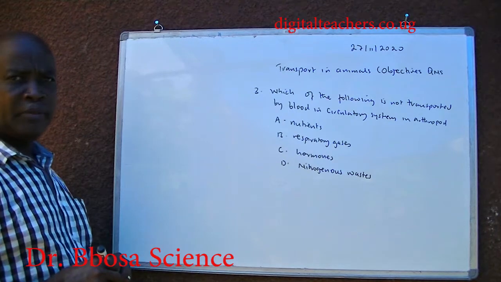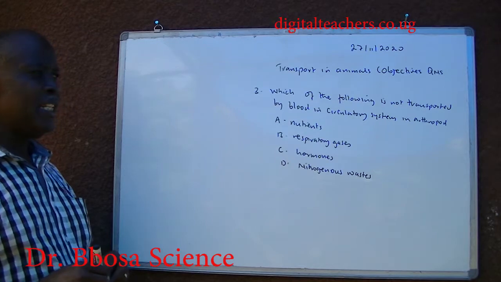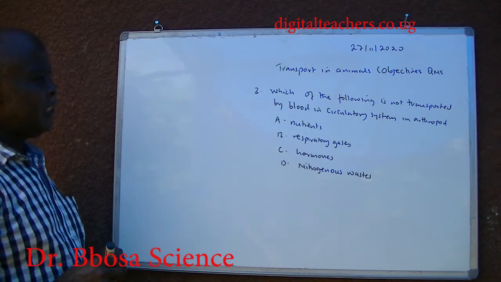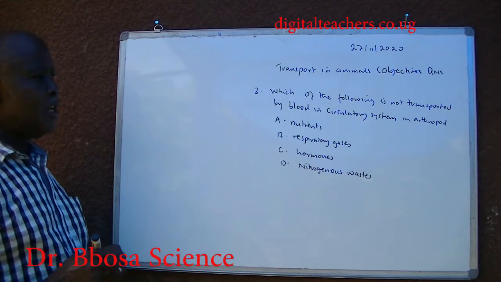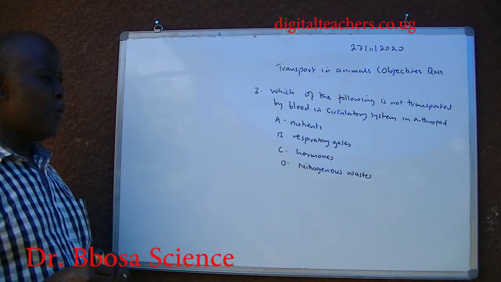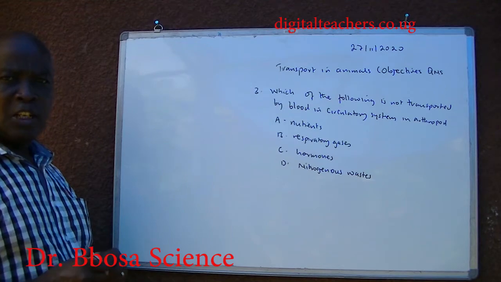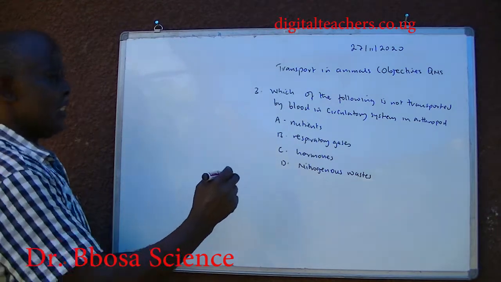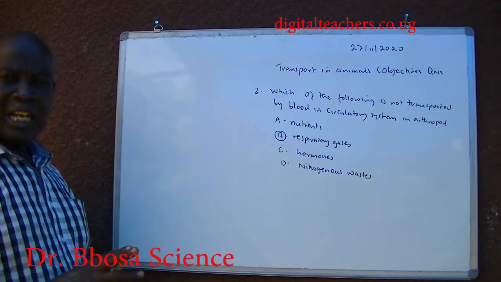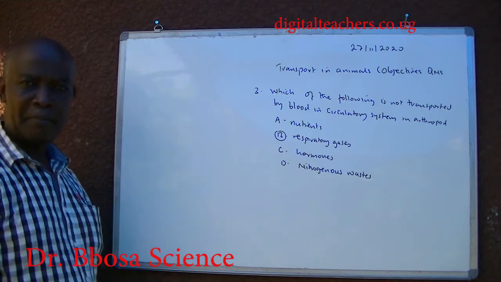Number 3, which of the following is not transported by blood in the circulatory system of amphipods? A. Nutrient. B. Respiratory gases. C. Hormones. D. Nitrogenous wastes. You can pause and answer. The answer is B. Respiratory gases are transported by the tracheal system.